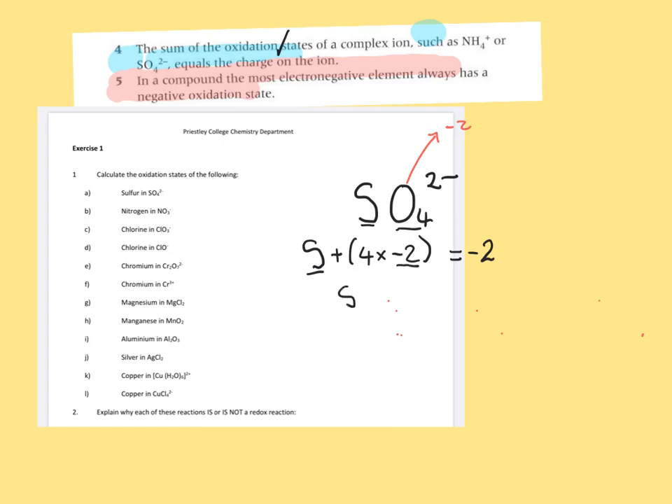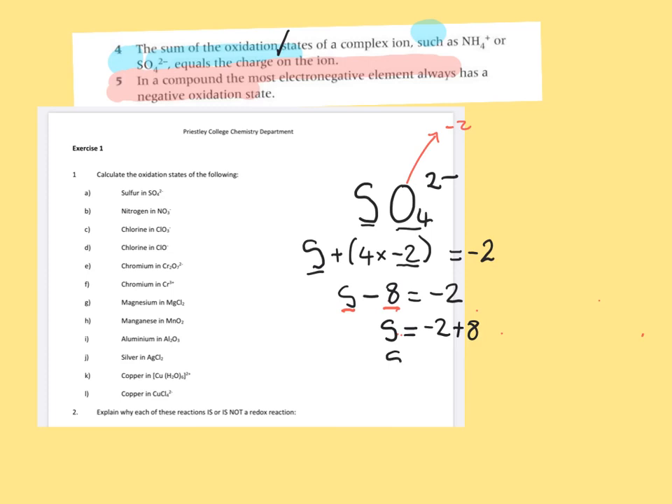So S - 8 equals -2. That's the overall charge on the ion, the sum of the oxidation state of sulfur and 4 lots of oxygen. How do we get rid of the 8? We add 8 to both sides. So that's sulfur on its own now, -2 add 8.